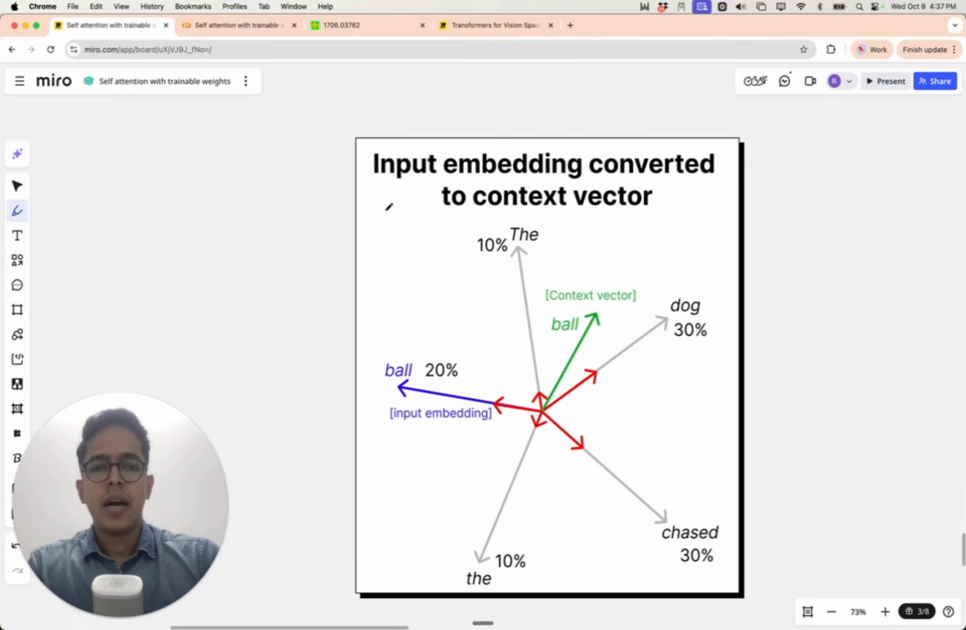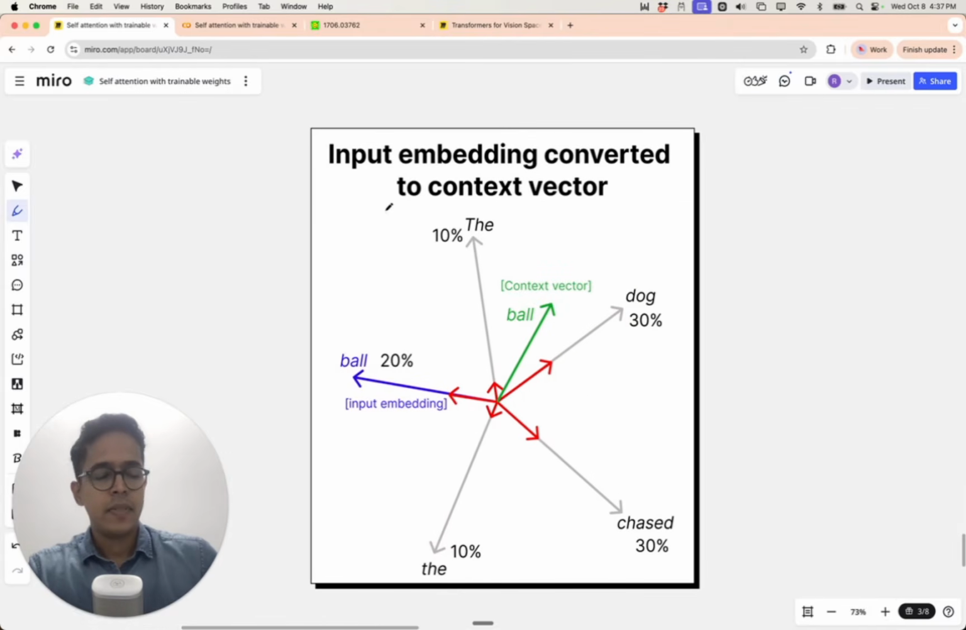So how is input embedding now converted into context vector? Let's say these are our input embeddings, these vectors. This is the input embedding for "the". Now we are back to our other sentence: "The dog chased the ball." Let's say I want to calculate the context vector corresponding to "ball". So now "ball" is my query.